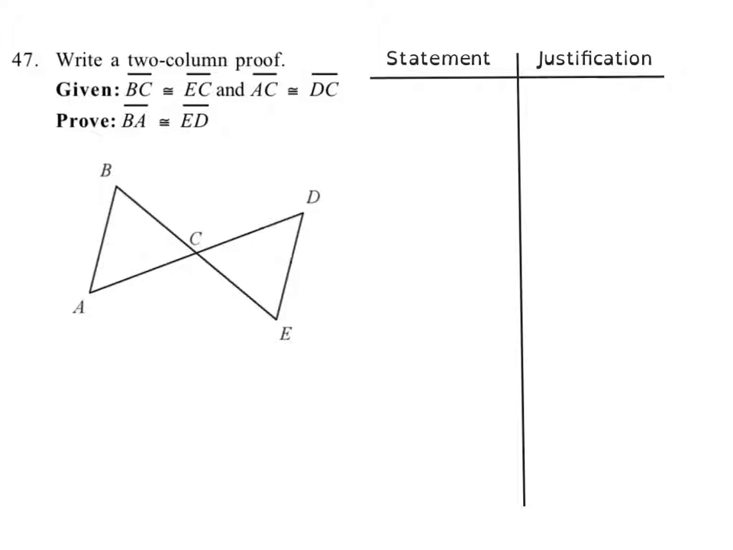So actually, I'll leave those marked. And I won't mark the vertical angles yet because we haven't stated that. But we're going to start by stating what we know that's been given to us. So we can say 1.